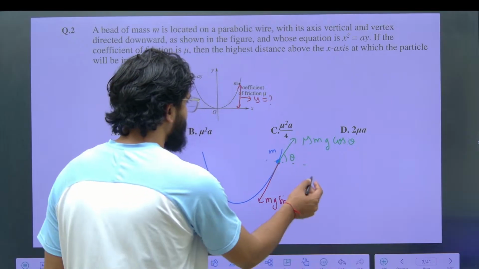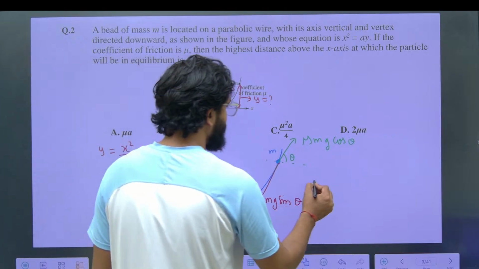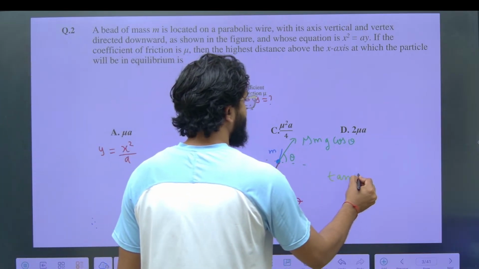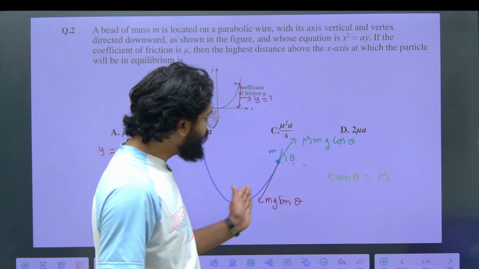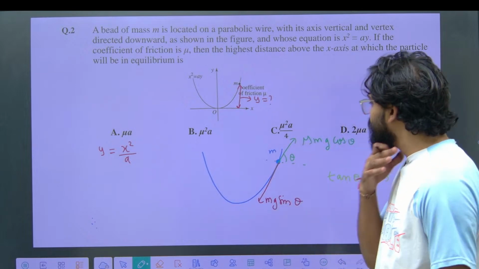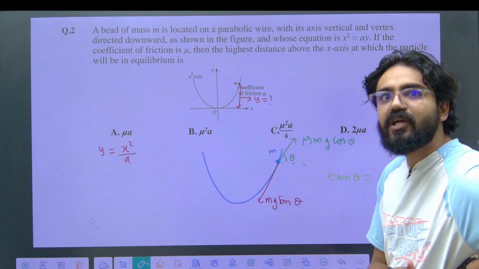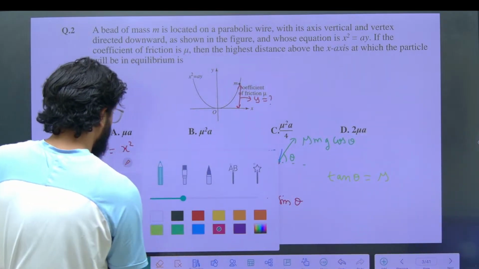So let's equate it, and when we are equating it, the value of tan theta that is coming is mu. But the problem is that every theta over here, when we are moving, theta is variable always. So what theta should we take? We will take the help of calculus. We will differentiate this guy.